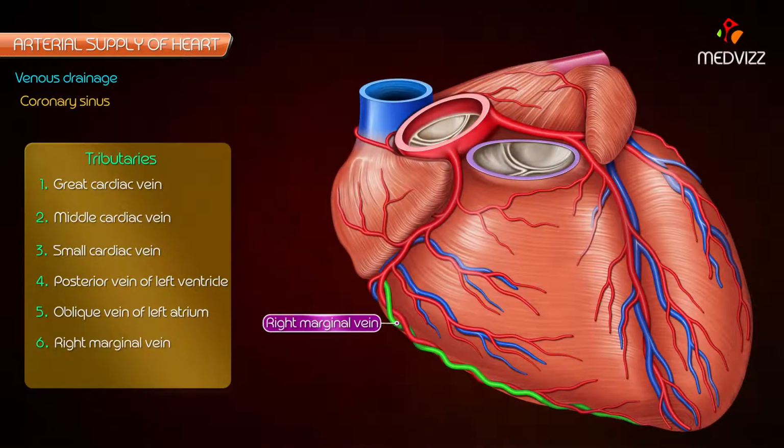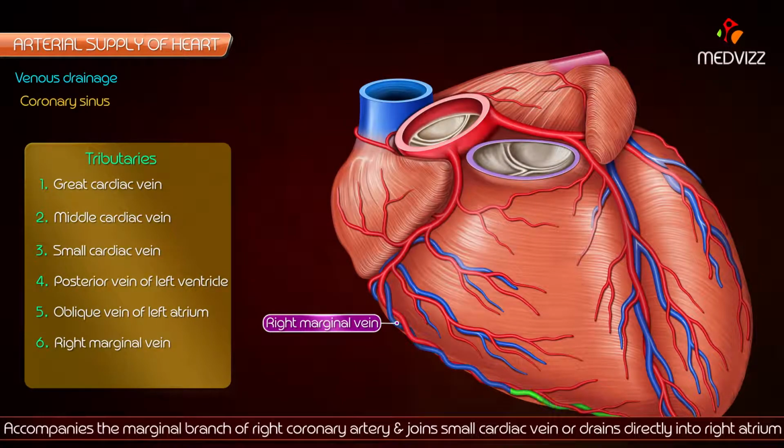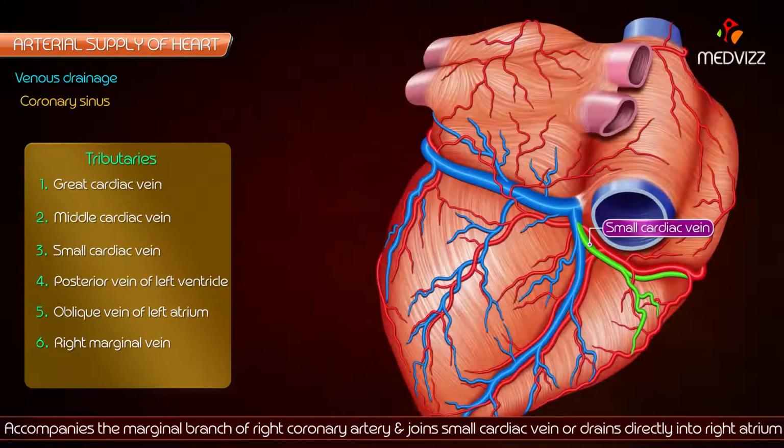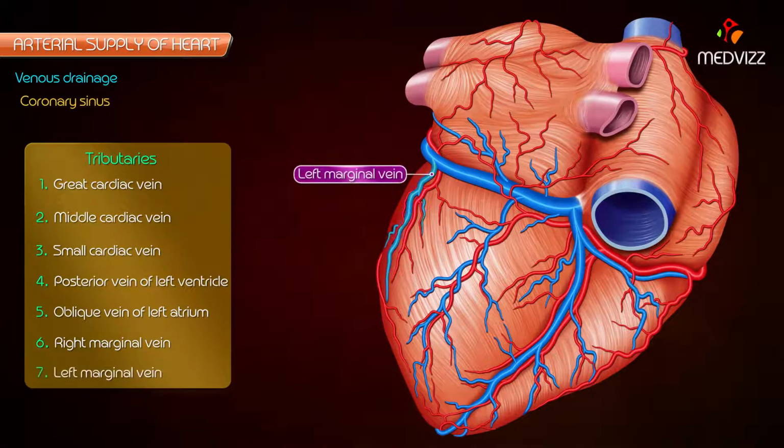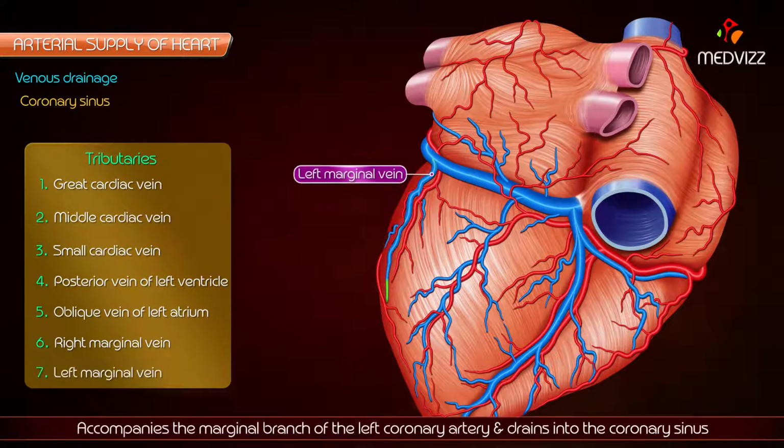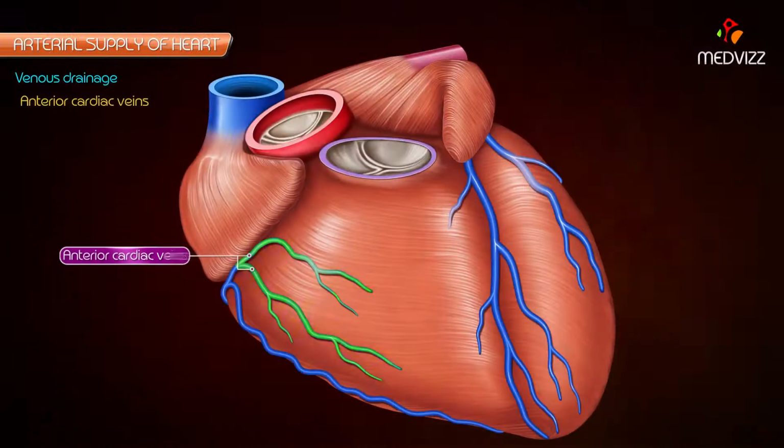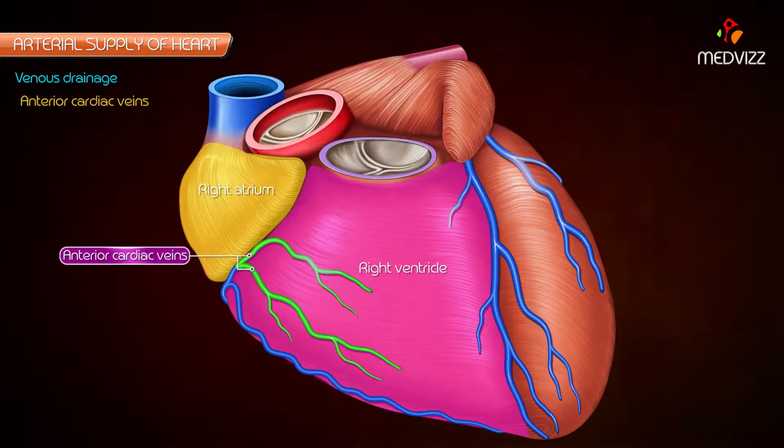Right marginal vein. It accompanies the marginal branch of the right coronary artery and joins the small cardiac vein or drains directly into the right atrium. Left marginal vein. It accompanies the marginal branch of the left coronary artery and drains into the coronary sinus. Anterior cardiac veins. These are a series of small veins which run parallel to each other across the surface of the right ventricle to open into the right atrium.